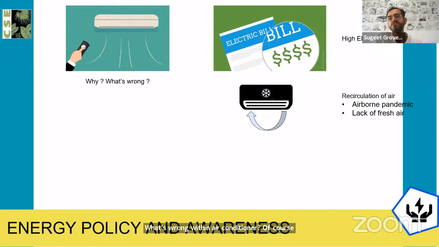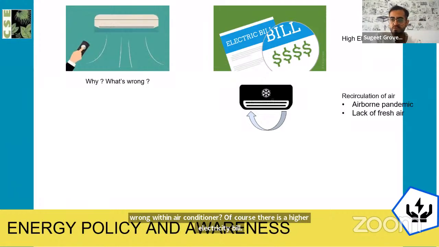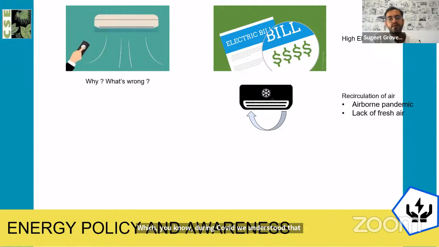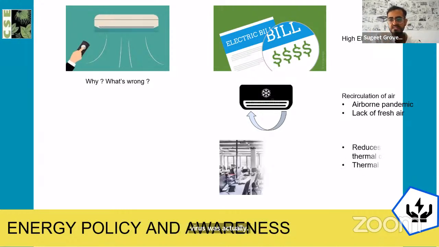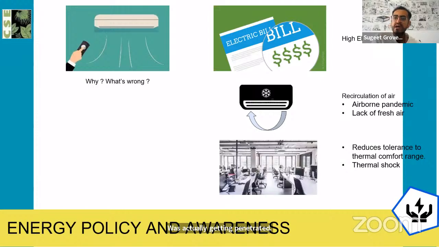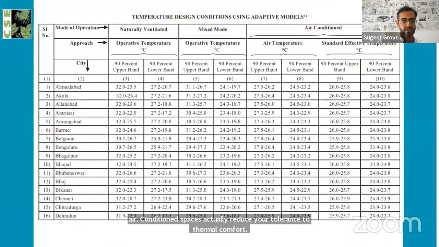You have recirculation of air, which during COVID we understood was one of the reasons why the COVID virus was actually penetrating a lot more spaces. Lack of fresh air, and perhaps one thing that's not talked about enough is that continuous air conditioned spaces actually reduce your tolerance to thermal comfort. So let me give you an example.